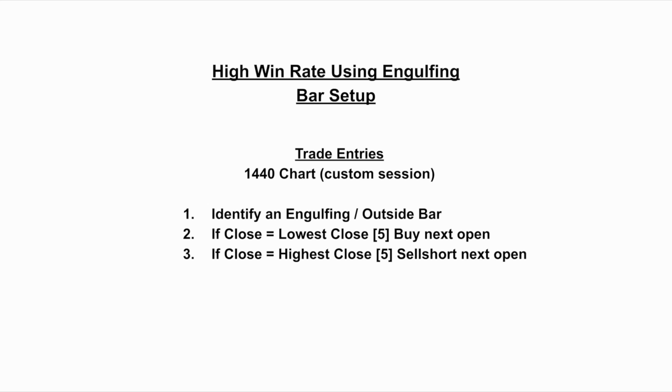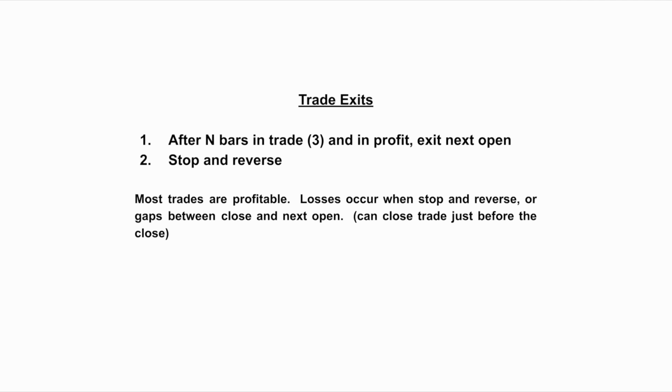So number one, let's identify an engulfing or an outside bar. And I'll show you what they look like if you don't already know on the chart in a moment. Number two, if the close is the lowest close over the last 5 bars, then we buy next open. And opposite for short, if the close is the highest close over the last 5 bars, then we sell short next open. So we're just looking at 2 conditions. We're looking for an outside or an engulfing bar, and then either the lowest or the highest close over the last 5 bars.